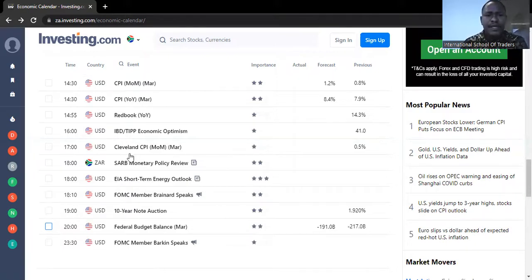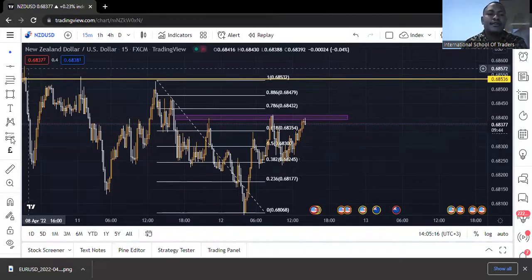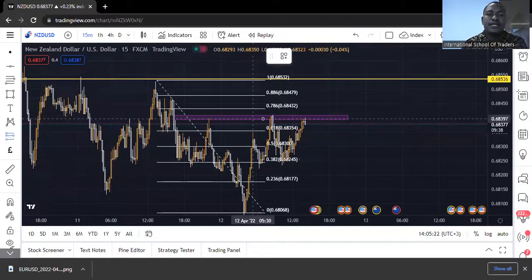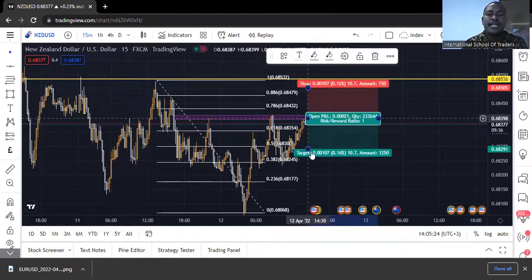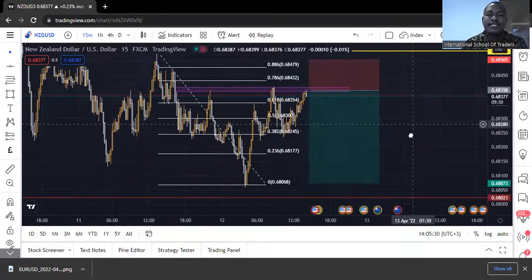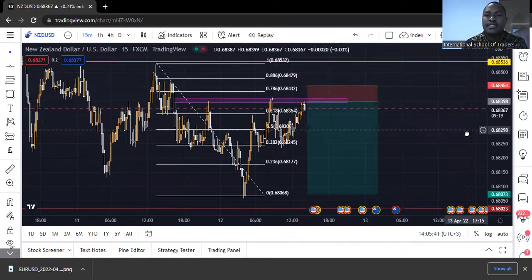Cool. So let's go into the markets and have a look at what we're looking at this afternoon. I'm going to start off with NZD-USD. I think you guys will understand. Let's go and take a sell on NZD-USD. This is a 15-minute time frame. I'm going to have a stop loss just around this area here.